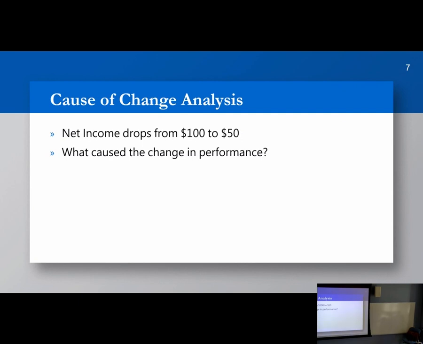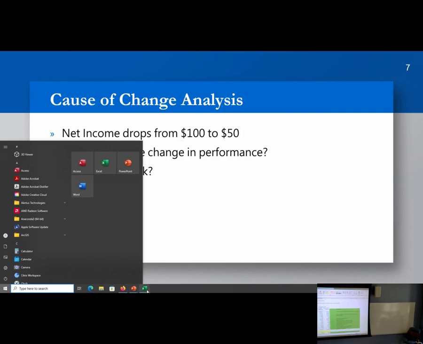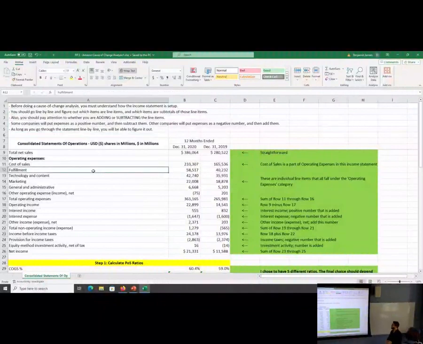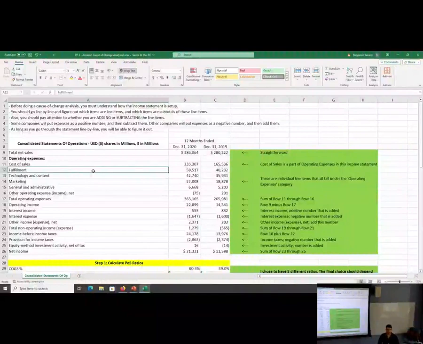All right, so I think the easiest way to do this is just jump straight into the Excel file. All right, so a couple important things here to note. You have to understand your income statement before you set it up. For the most part, income statements are set up pretty similarly, right? You have revenues at the top, then you have your expenses, then you have your net income.